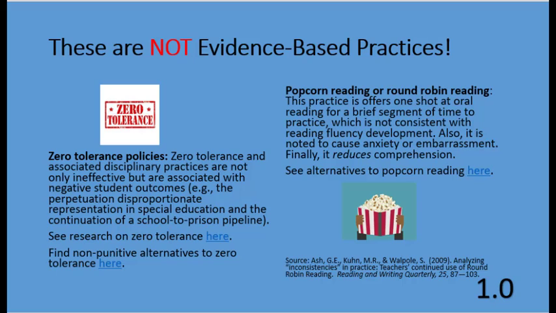A second practice that's linked to adverse outcomes is popcorn reading or round-robin reading. This practice offers one shot at orally reading for a brief segment of time. This is not consistent with practices for promoting reading fluency development. It's also noted to cause anxiety or embarrassment, and finally, it's been shown to reduce comprehension as students who are not having a turn reading check out or focus only on rehearsing their anticipated segment of text.